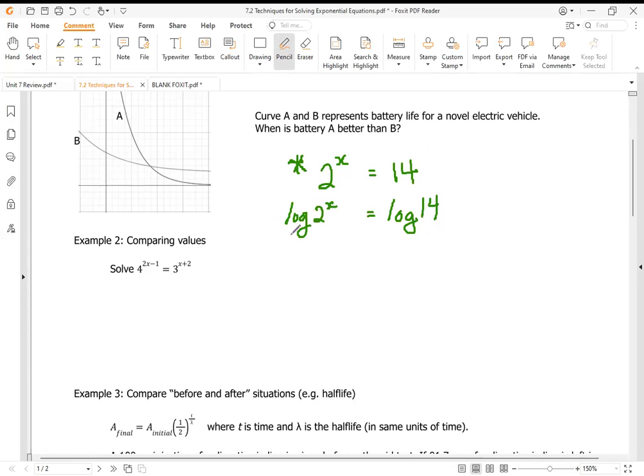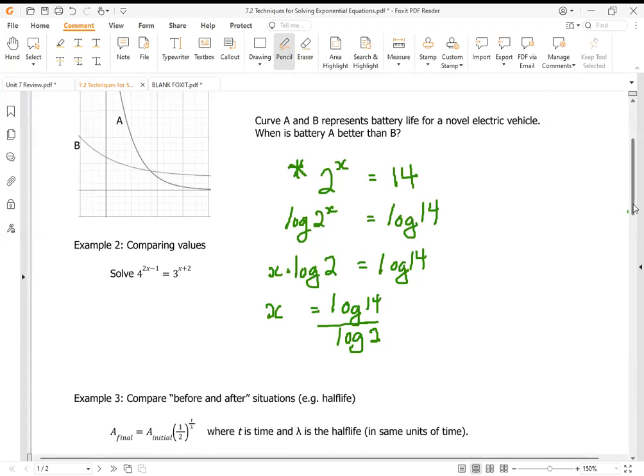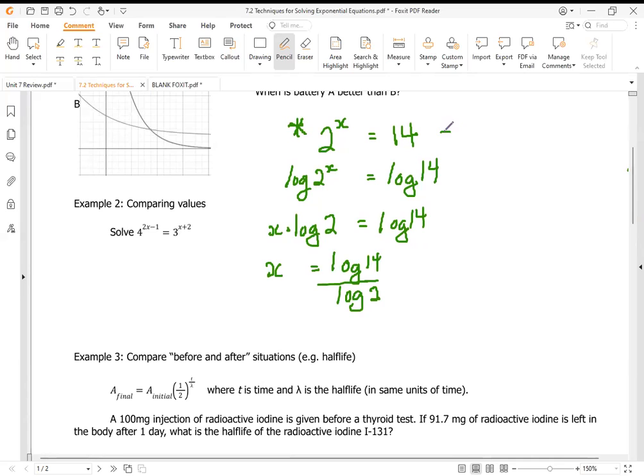Following, using the power law, you can drop down the exponent within a logarithm. There you go. And how do you isolate x? You would divide both sides by log 2, getting you log 14 over log 2. So therefore, if I were to rewrite this as an exponent, 14 would equal 2 to the power of log 14 over log 2. That's what it would look like, wouldn't it? A little annoying, but that is how 14 can be written using exact numbers.